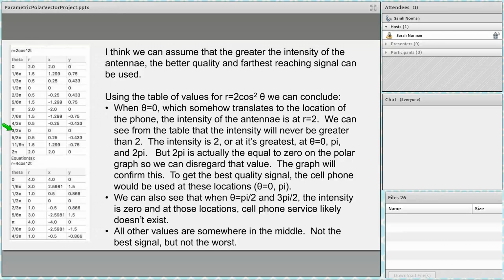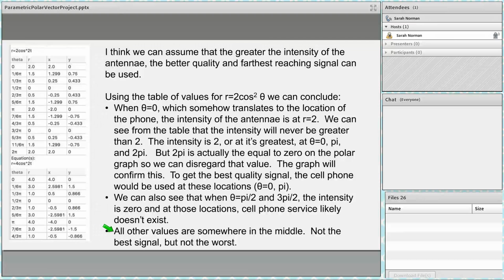Then here we can also see, and I didn't type those in, it's a little odd how those are showing up. It says 3 divided by 2 pi, which really is 3 pi over 2. I think I didn't do this one in Desmos. Either way, that's how it prints it. And all other values in between 0 and 2, or 2 and 0, depending on where you're starting out, are just somewhere in the middle. Not the best signal, but not the worst signal.